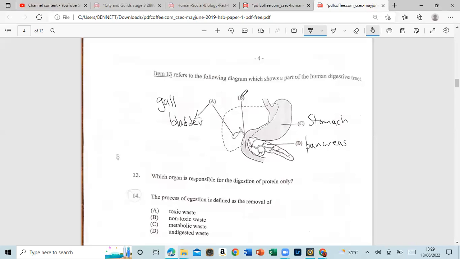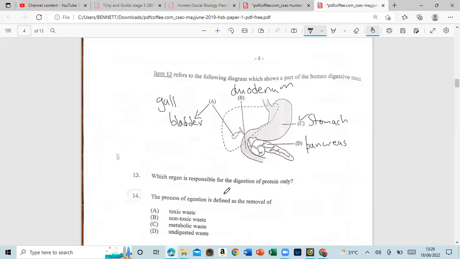And this would be the duodenum or the small intestine. Some teachers call it intestine. Alright guys, it's small, this duodenum. Alright, so let us see. It says which organ is responsible for the digestion of protein only? And that is the stomach. All right, so this would be C.